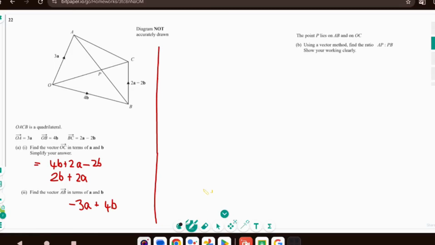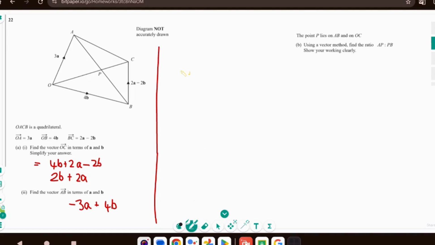Okay, this part B is quite a difficult question. IGCSE and Excel do love this type of question, and not many people can answer it. So if you can get these marks, you're picking up marks most people can't get. So it wants the ratio A to P, P to B.